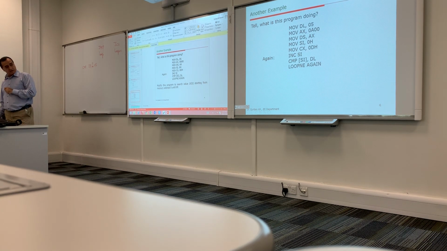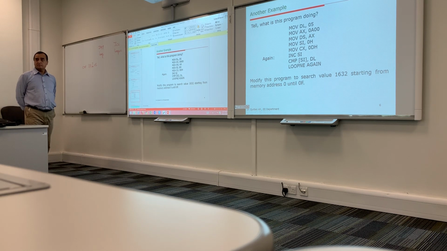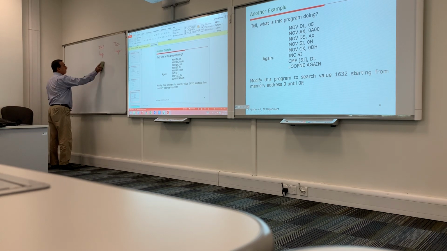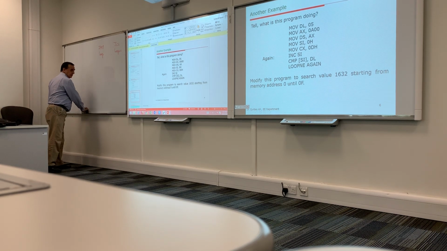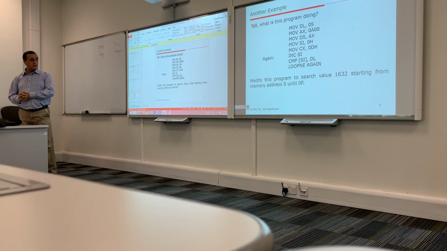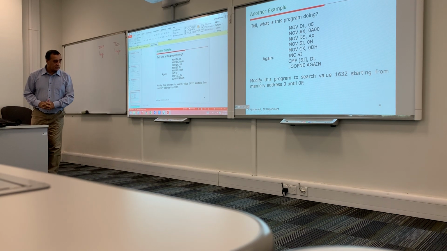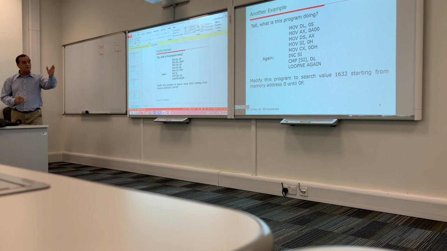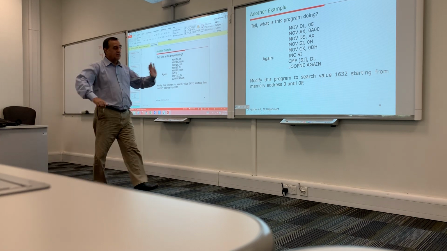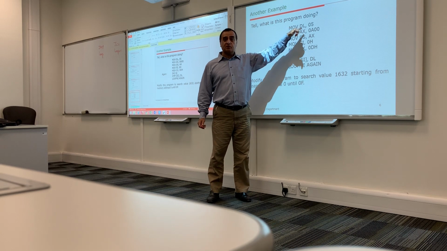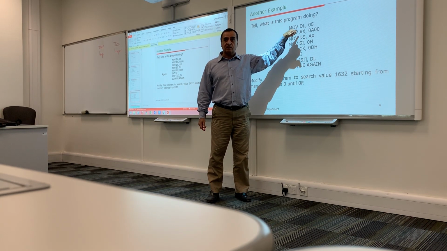Okay, now here comes the question, can you do this thing? What does it say? It says modify this already given program to search the value 1632, starting from memory address 0 until F. So how will I be changing it from the top? Start from the first one and tell me what will be the changes here. Shall I keep the first instruction or change it? Change it.